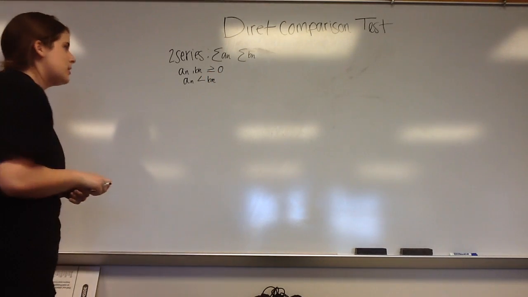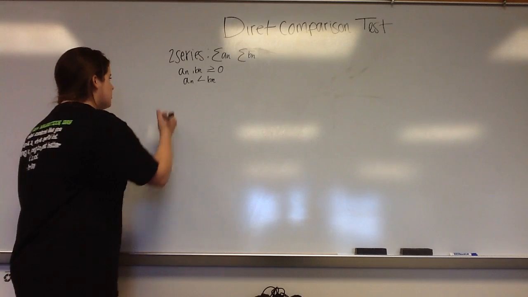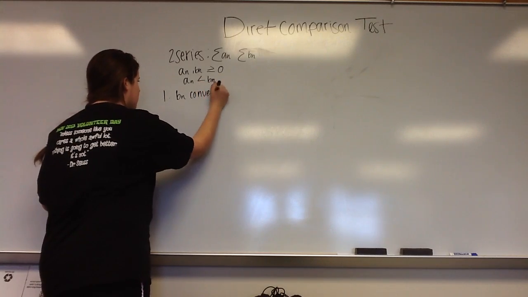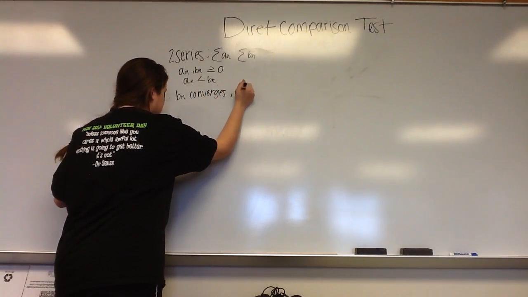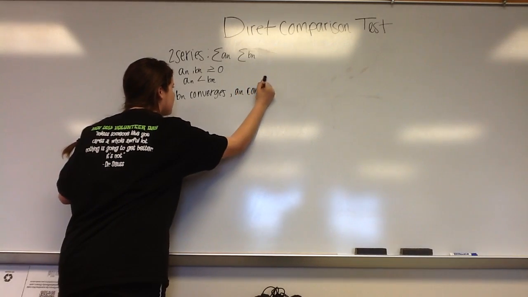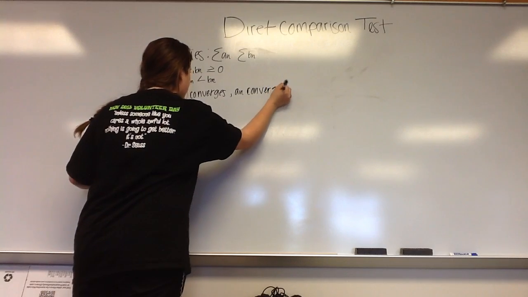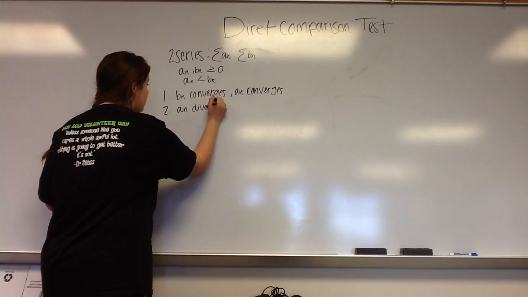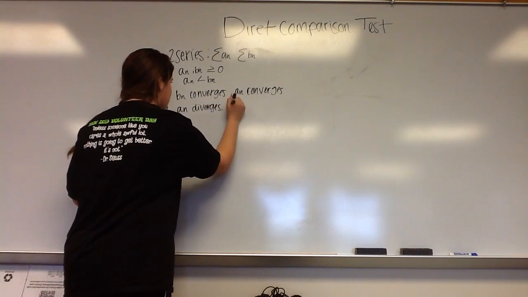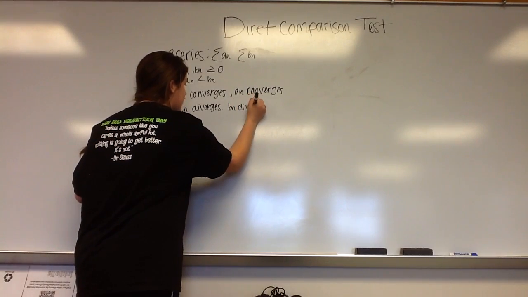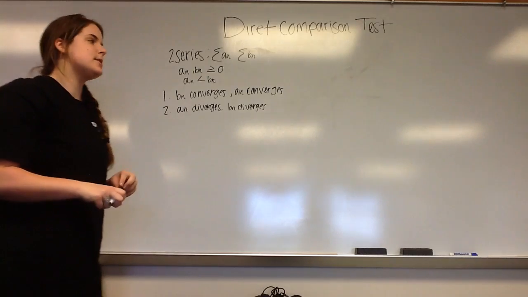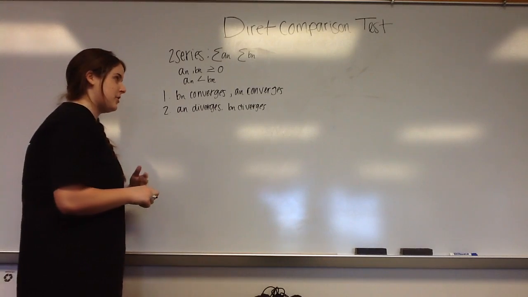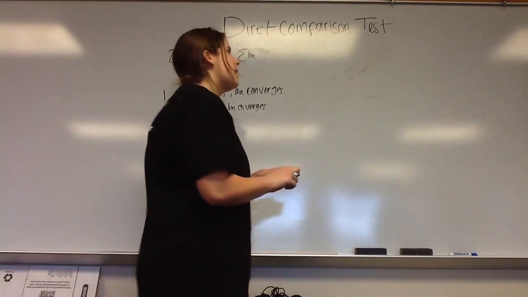Once you have those conditions met, in order to tell whether it converges or diverges, you need two terms. If B of n converges, then A of n converges as well. And if A of n diverges, then B of n will also diverge. When solving direct comparison tests, make sure that you check the series after you determine whether it converges or diverges, just to make sure. And now we'll do an example.